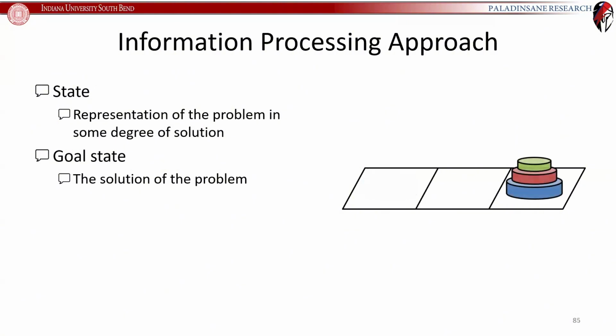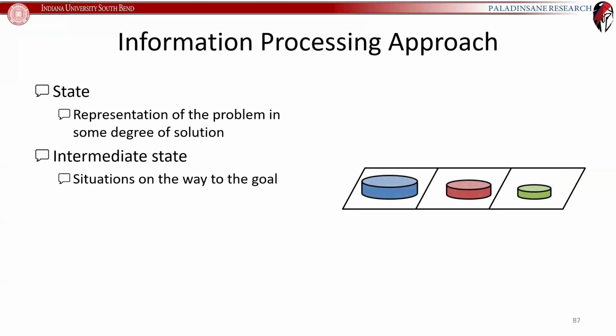Well, the way that we get from our initial state to our goal state is we have to pass through a number of different intermediate states. And these intermediate states are those situations on the way to the goal. So at some point in the solution, we're going to end up at this intermediate state. So this is a representation of the problem at some degree of the solution. It is one of the states that we have in our information processing approach.